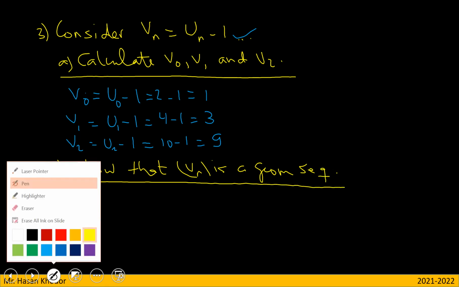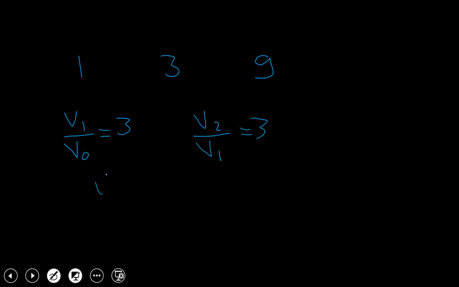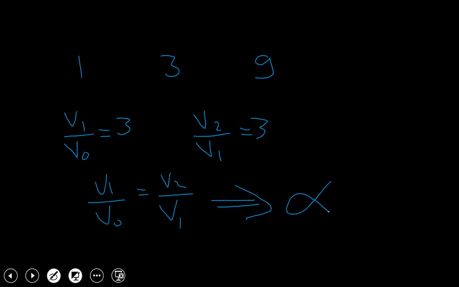Don't ever try to do this. Some students do this. Look, they say that the terms are V0, V1, V2: 1, 3, 9. We say V1 divided by V0 is 3 divided by 1, and V2 divided by V1 is 9 divided by 3. So V1 over V0 is equal to V2 over V1, and this implies nothing. We can say that depending on this example, the sequence Vn is geometric.